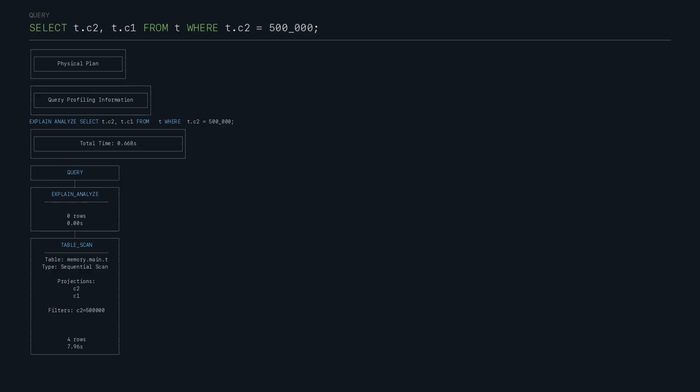Nothing was skipped. The zone maps for C2 hold wide, overlapping ranges. The random scramble means every row group could contain the target value. The filter had to be evaluated against each row individually. Same query engine, same plan shape, 50 times slower. The only difference is sort order.